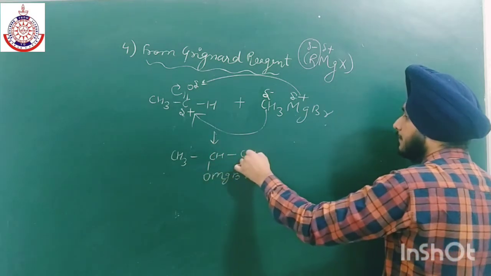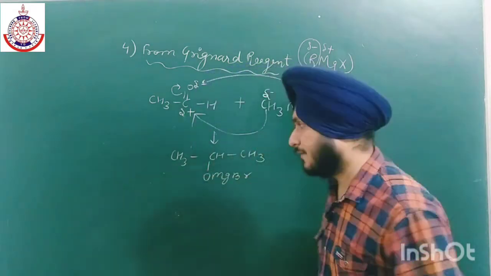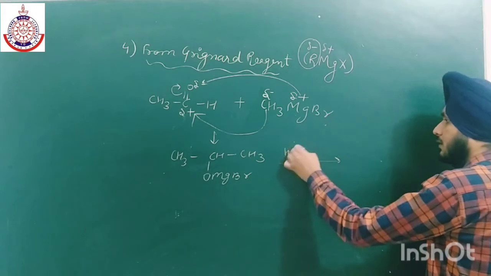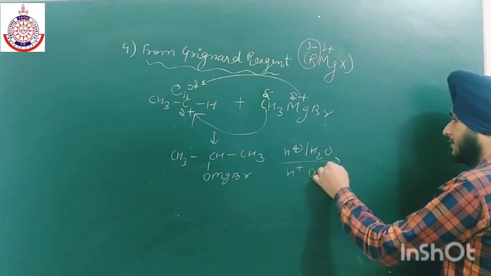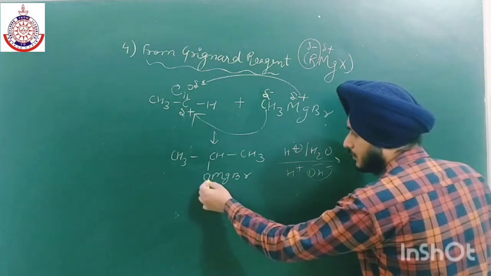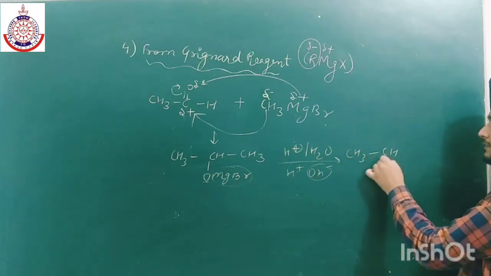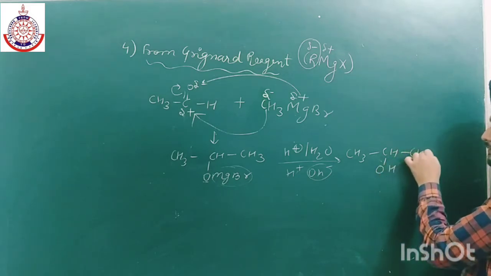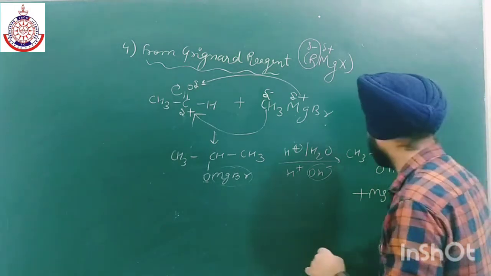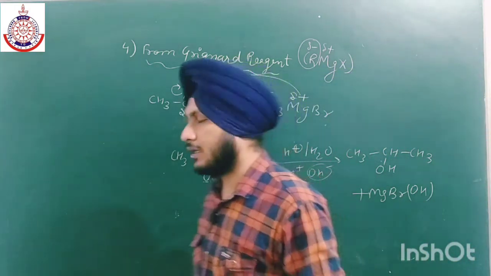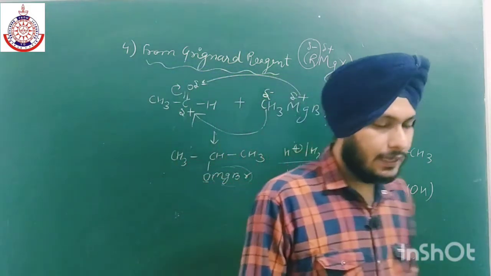The attack of nucleophile followed by hydrolysis will give us the alcohol. So again we have to do the hydrolysis. In hydrolysis we have H positive and OH negative. So H positive will attach to this oxygen and OH will attach to this MgBr, and we will get CH3CHOHCH3 plus MgBrOH. So in this case also we will get a 2 degree alcohol.